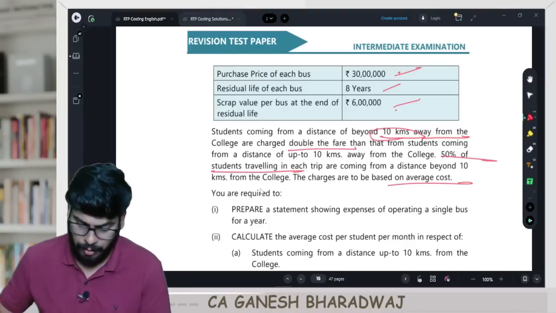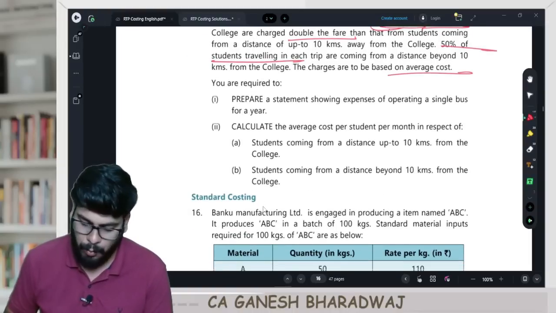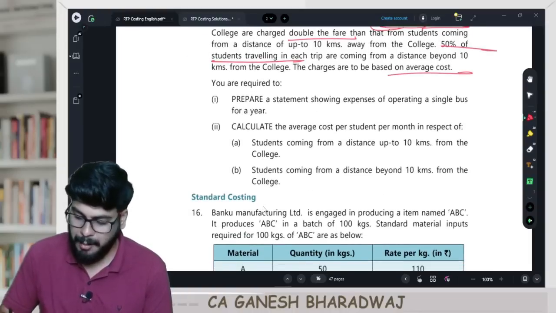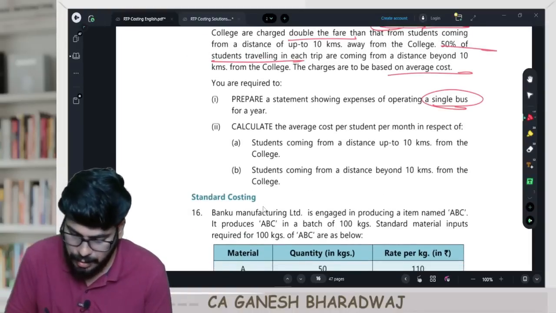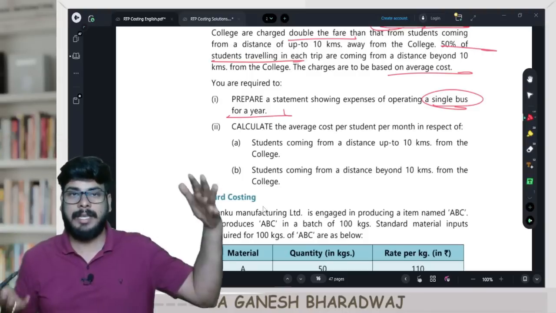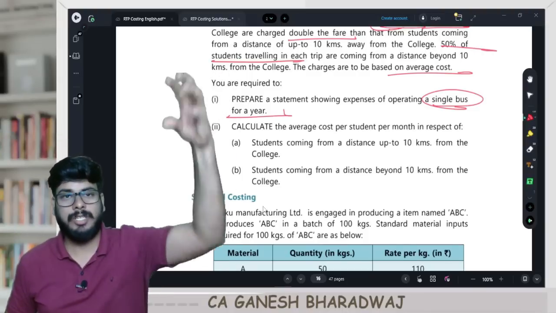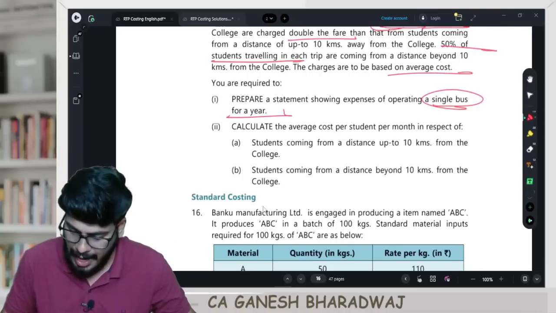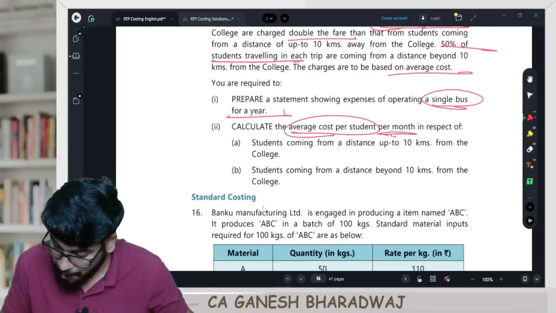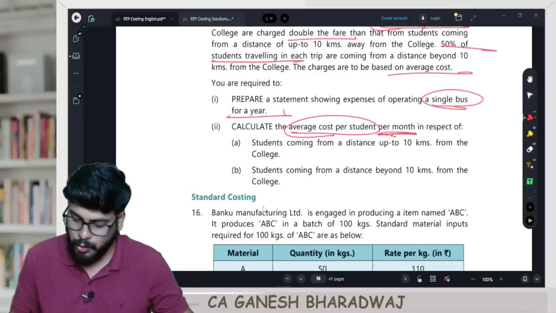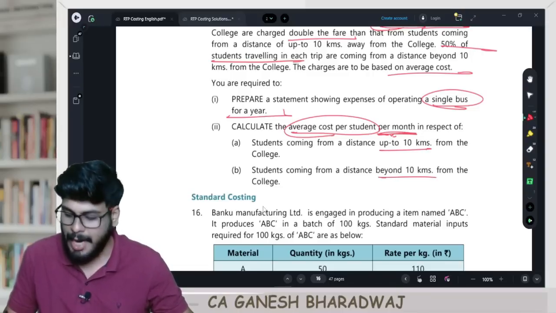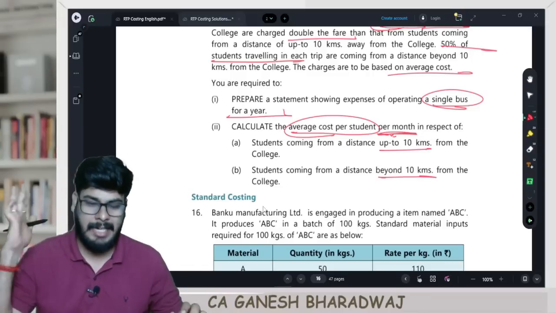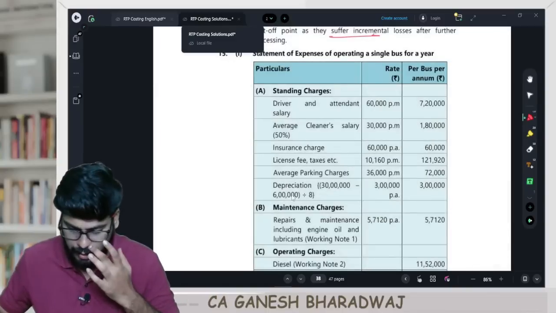Perfect. Right. Now, you are required to, number 1, prepare a statement showing expenses of operating a single bus for a year. So first you need to prepare a statement showing what is the total cost of operating one bus per annum. Next one, calculate the average cost per student per month in respect of the students coming from a distance up to 10 kilometers and beyond 10 kilometers. Perfect, right? So now let's get started with this.